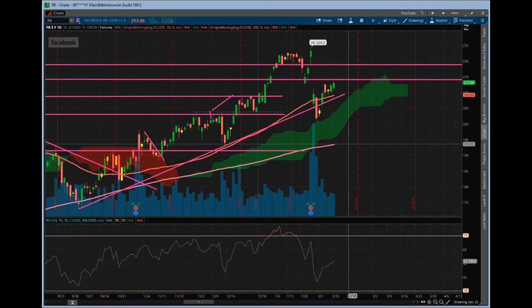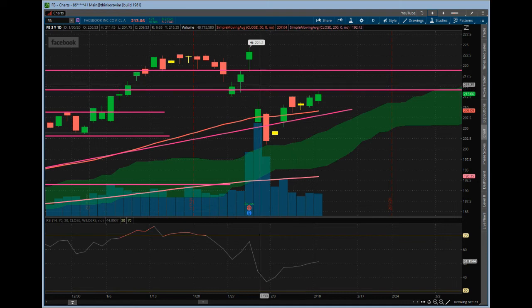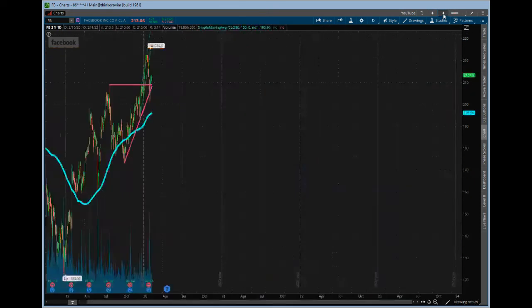Yep. So Facebook, looking pretty good. It's working its way up into the gap, the earnings gap right here. That was the big move before earnings that had a big gap down. It's trying to creep its way up into the gap. Now, it did have some nice intraday moves today, right?